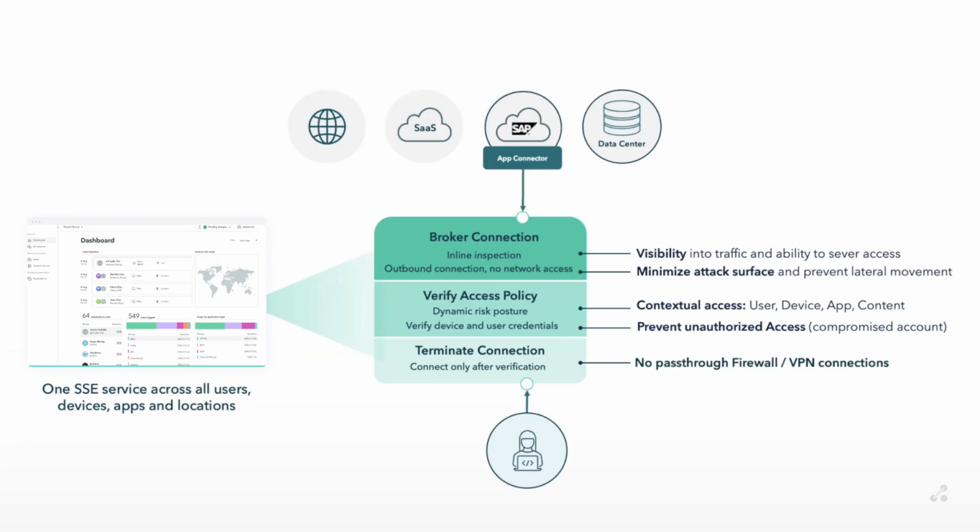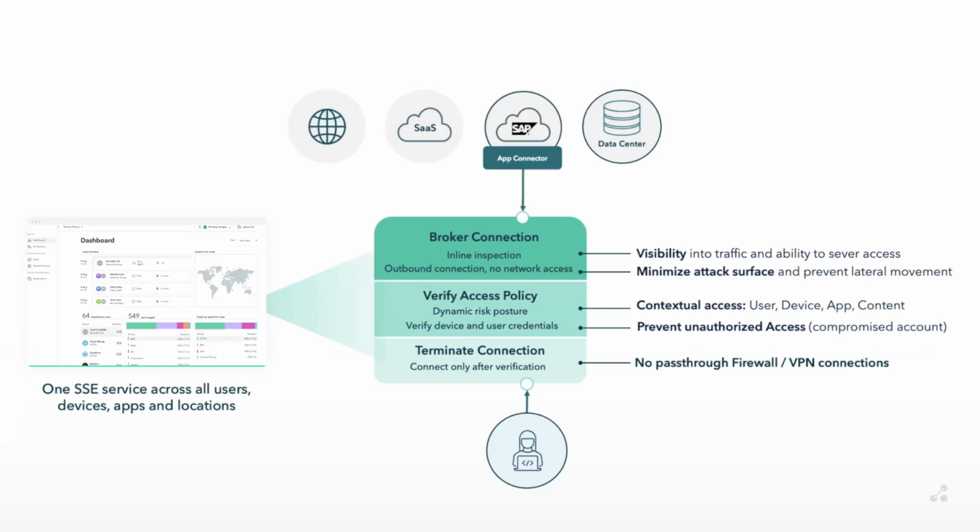The other piece is around minimizing cost and complexity. Since these are cloud delivered services, there are no appliances to manage. This is about application level segmentation. So there's no network segmentation or ACLs that are based on source IP and destination IP. The goal is fast access, secure access, and scalability.